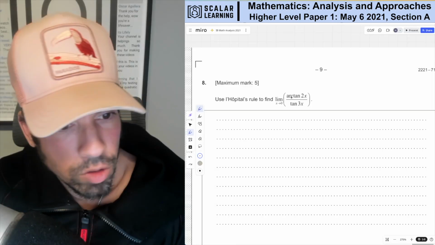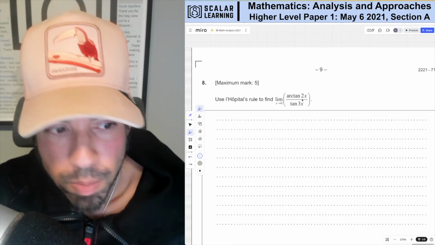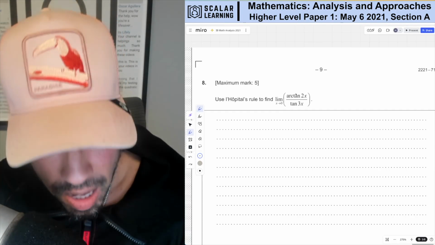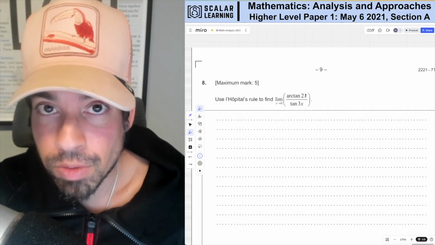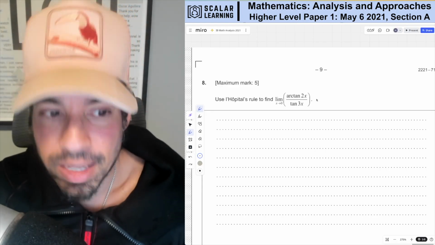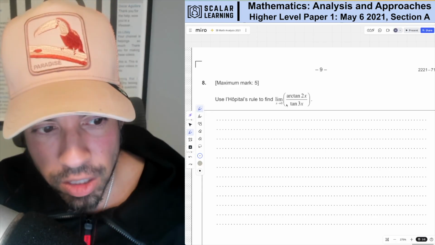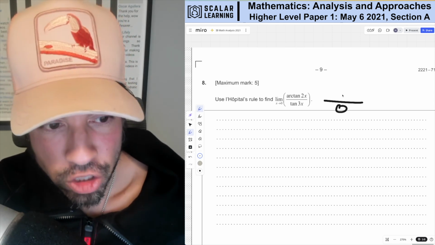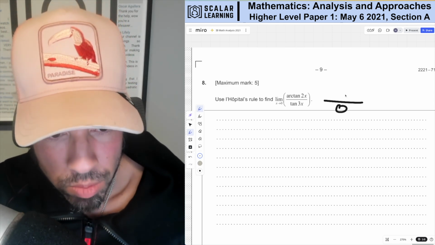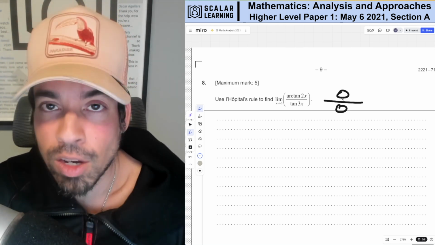So here they want us to use L'Hopital's rule, but remember the first thing you have to do to apply L'Hopital's rule is verify that the original direct substitution of 0 gives you indeterminate form, aka 0 over 0. Well, we know that tangent of 0 is definitely 0. And arctangent of 2 times 0 is also going to be 0. It is indeterminate. It qualifies.